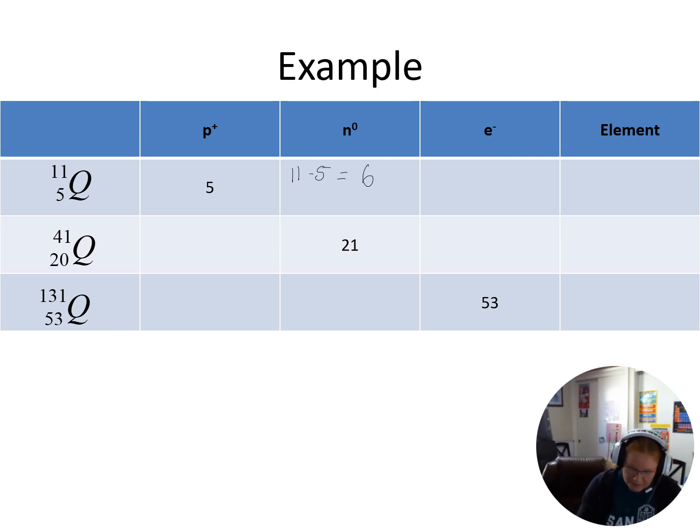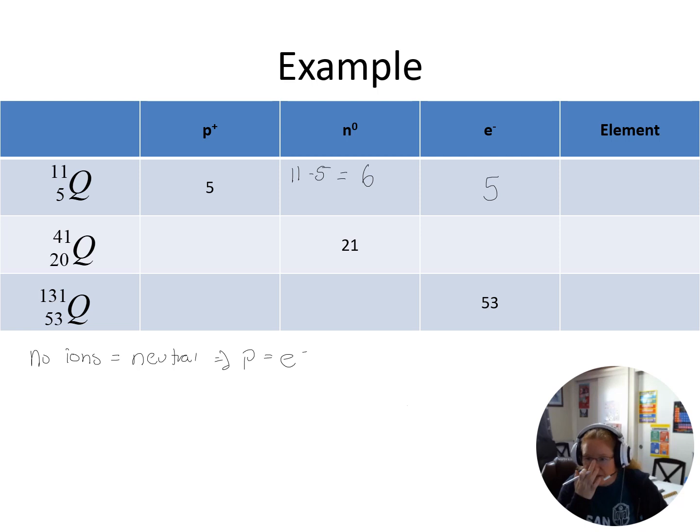Okay, neutral species. See, notice there's just Q. There's no ion charge there. So no ion equals neutral equals protons equals electrons. Okay, so if I have 5 protons, I would have 5 electrons. All right, now to figure out the element, again, I go to my trusty periodic table, I look and I go, oh, element number 5 is boron.